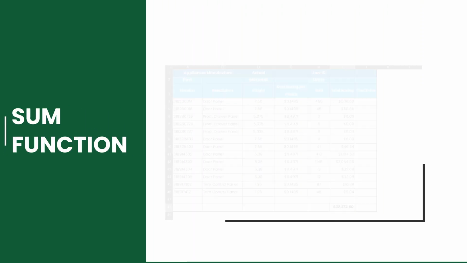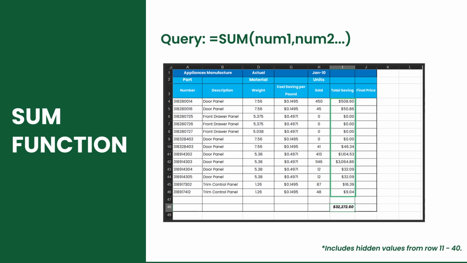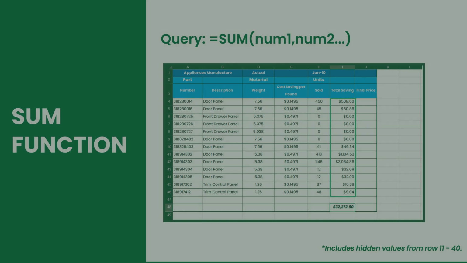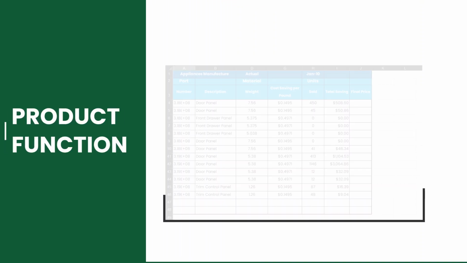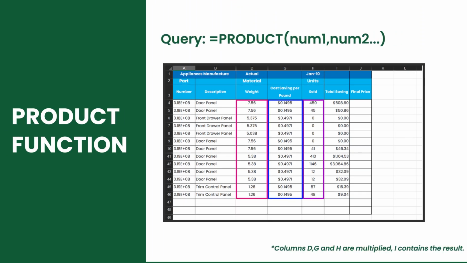First is the sum function. This gives you the sum of the values supplied in the arguments. Next is the product function. This multiplies all the numbers supplied in the arguments.